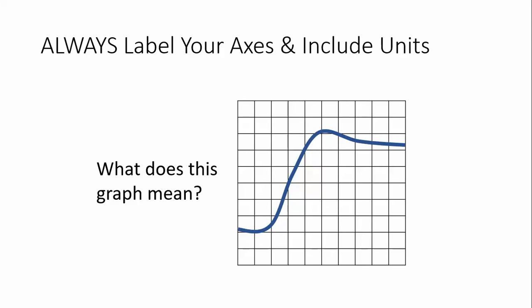So I do say to always include units, and I wanted to emphasize this. What does this graph mean? What type of data is it trying to show you? What results am I getting from it? Well, right now, all it really is a squiggly line on top of a grid. This data has no meaning because I don't know what it's graphing.